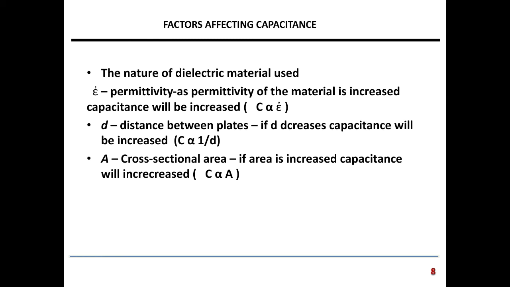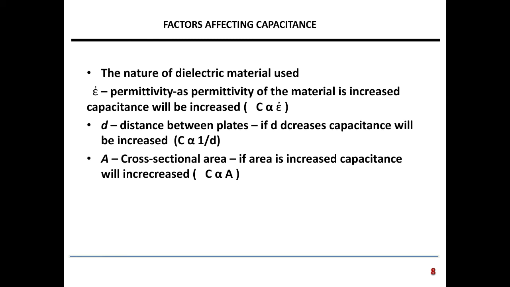Now, the distance between the plates. If the distance between the plates is increased, the capacitance value is going to decrease. If d is decreased, capacitance will increase. So capacitance value is inversely proportional to the distance between the plates and directly proportional to the area of the charged plates. And it is directly proportional to the permittivity of the material used, that is, based on the type of dielectric material used. These are the factors affecting the capacitance value. By changing any of these, we can vary the capacitance value.